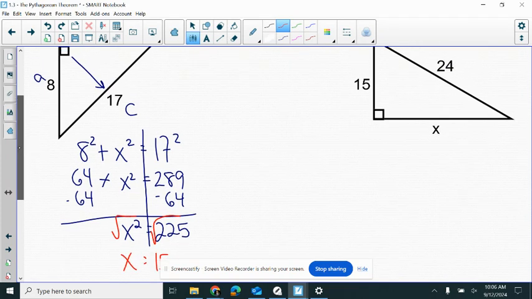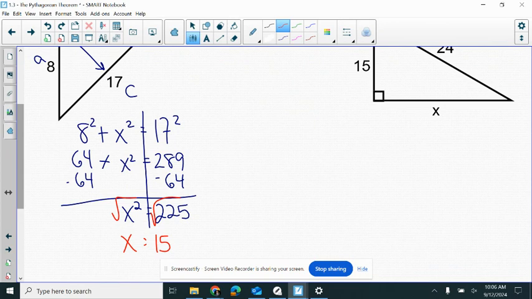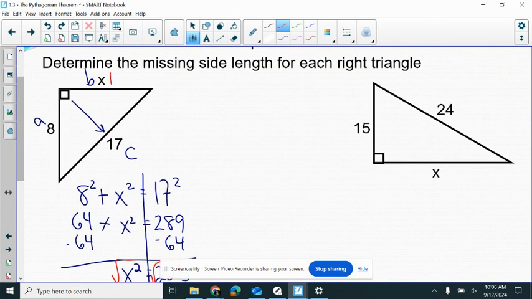Now because we're solving for a leg, that number should be less than the hypotenuse, because the hypotenuse has to be the biggest number. So because 15 is less than 17, that makes sense.